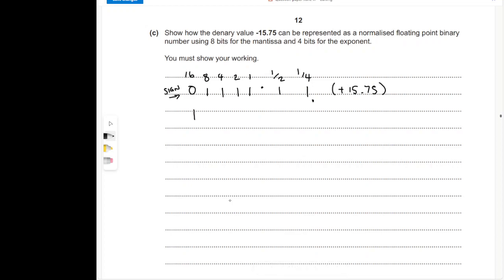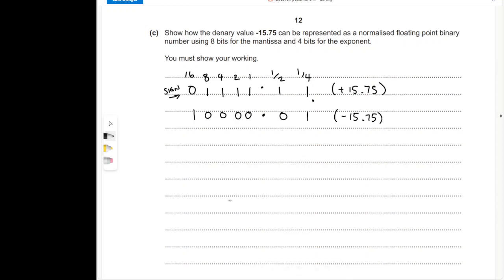So I'm going to do my flip. Flip, and you know you've done something right if you end up with a sign bit of 1, because you've got a negative. Flip, flip, flip, flip. Make sure you put your binary point. The binary points are critical, so keep making sure you write them down. Flip, that's the last one, so we leave it as a 1. But I'm going to tell the examiner that I've got minus 15.75 now.